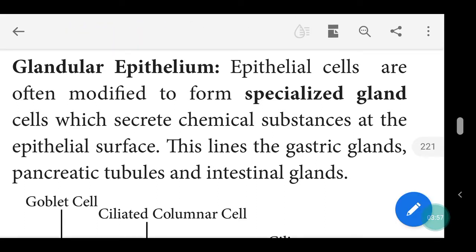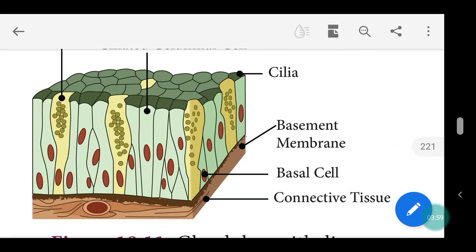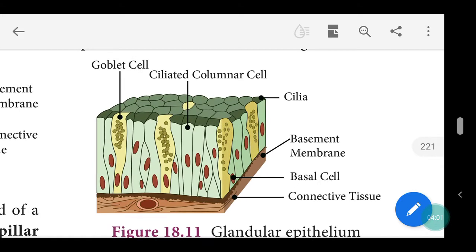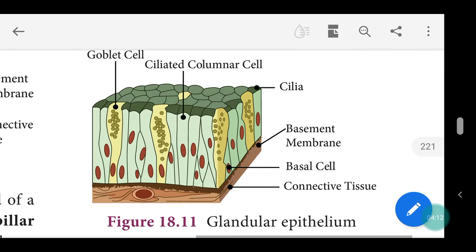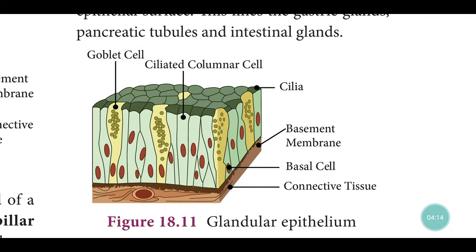Okay, let us see the structure of glandular epithelium. Wow, what a very beautiful structure, the glandular epithelium. Very colorful: goblet cell, ciliated columnar cell, cilia, basement membrane, basal cell, and connective tissue is there.